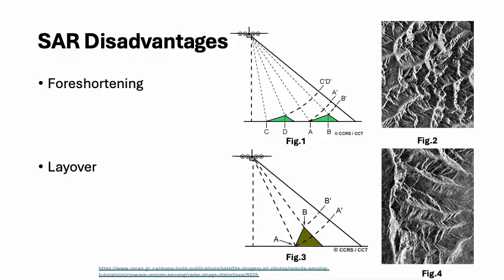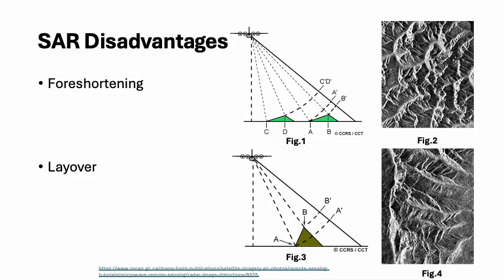Figure 2 shows the radar image of a steep mountain terrain with severe foreshortening effect. The foreshortened slopes appear as brighter features on the images. Now in figures 3 and 4, you can see the layover effect.